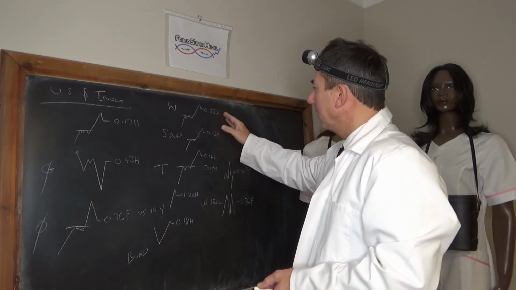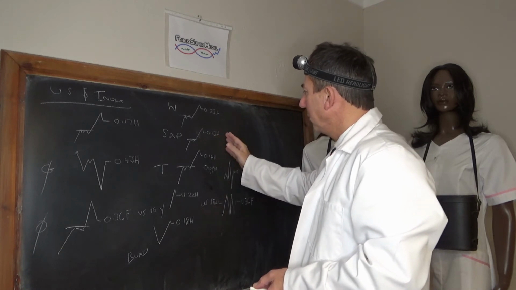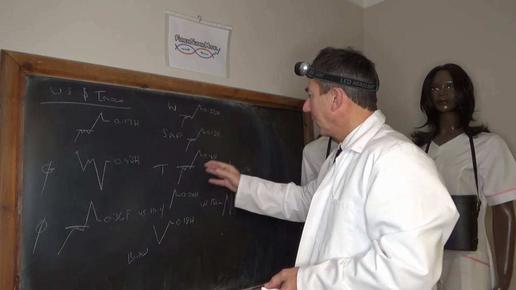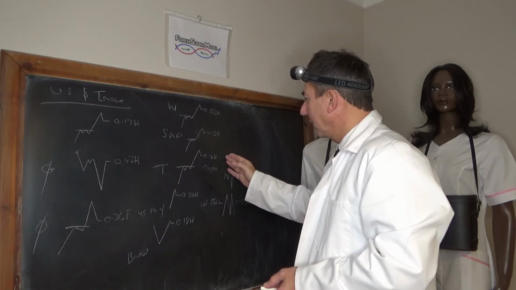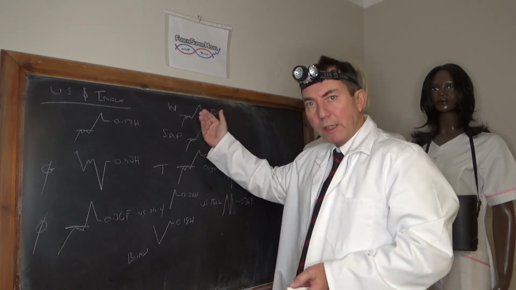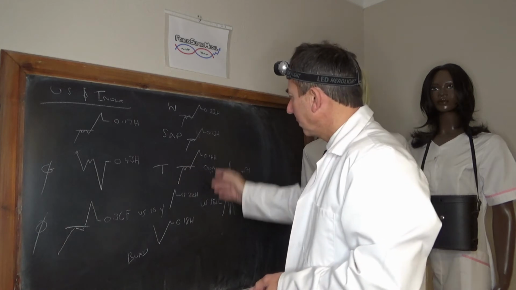Wall Street's come back 0.22, the S&P 0.13, 13%, and the Tech 0.14, 14%. So Wall Street is the weakest. S&P and Tech are pretty much in lockstep.